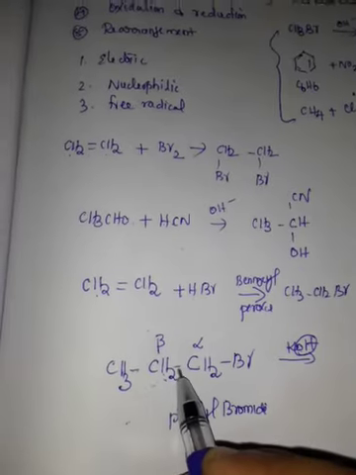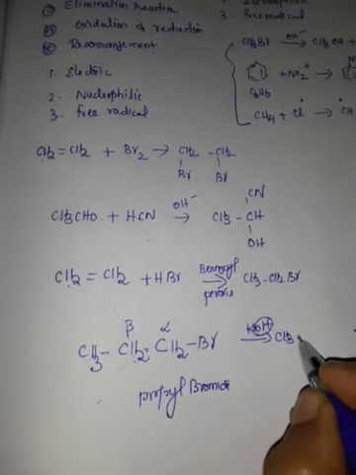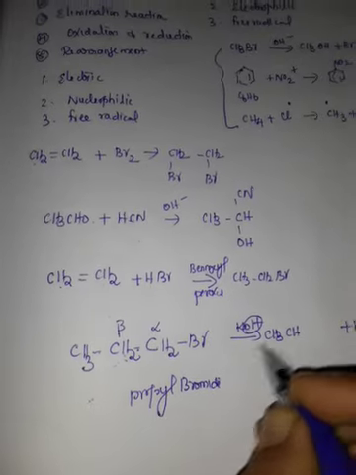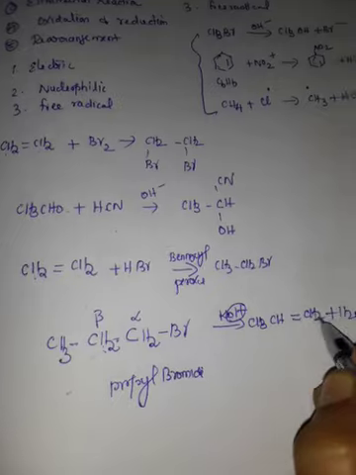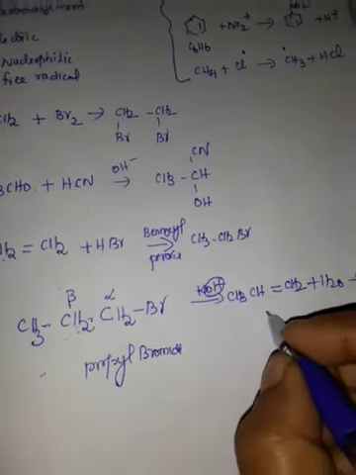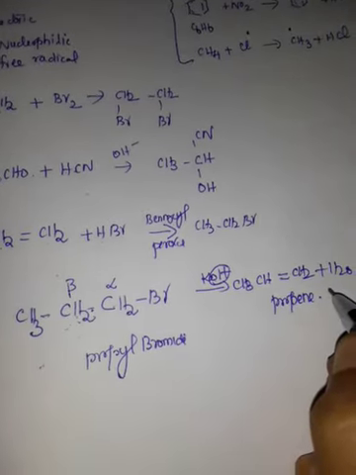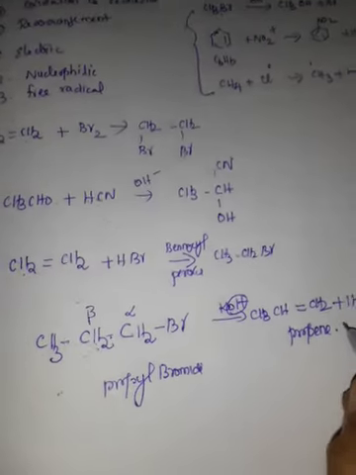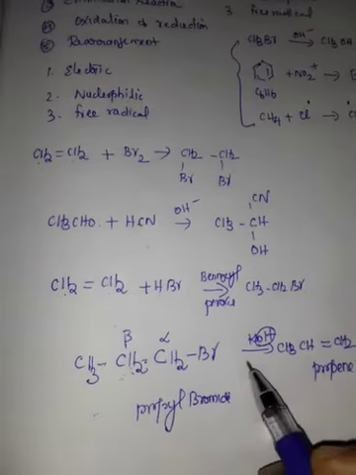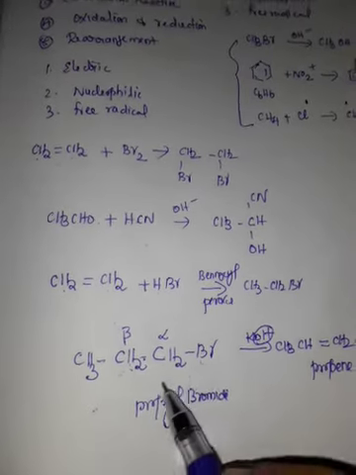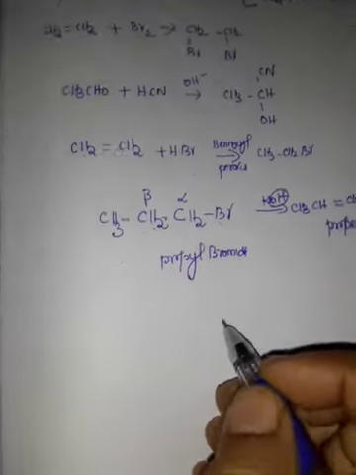So here the single bond becomes a double bond. CH3, CH, 1 hydrogen removed, double bond CH2. This is propene. So elimination reaction means groups are eliminated, so the carbon-carbon single bond becomes a carbon-carbon double bond.